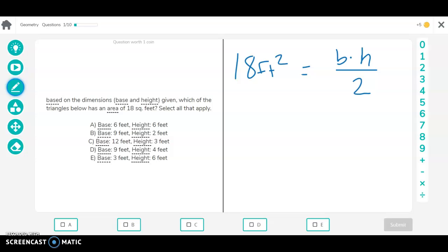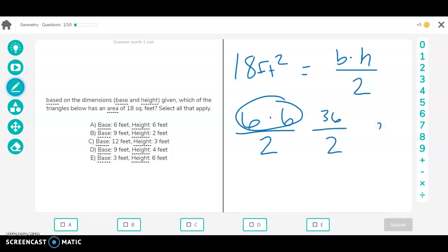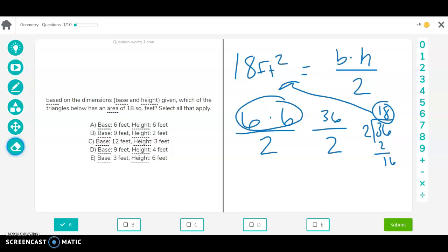So let's try A. So A is going to replace B with 6 and the height with 6, and we're going to divide that by 2. We get 36 divided by 2. So if we do that over here to the side, 2 goes into 3 one time, 2 goes into 16 8 times. So we get 18, which means these are equal, so they work. So A is one that will work, okay?